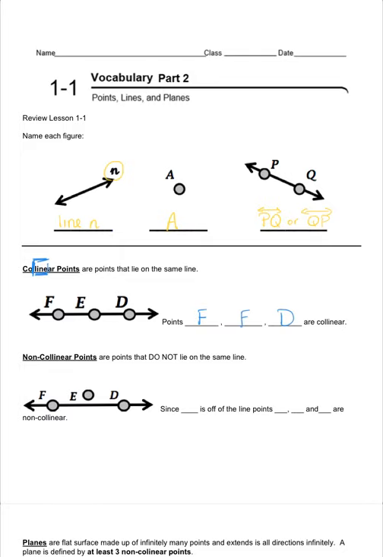The next one is non-collinear, so it kind of makes sense. If they're non-collinear, that means they're not on the same line. So if I look at this, we've got point F here and point D here, they're both on the same line, but notice this E guy, he is not on the same line. So it says since E is off of the line, points F, E, and D are non-collinear. So they are non-collinear points because you have that one point that is not on the same line.